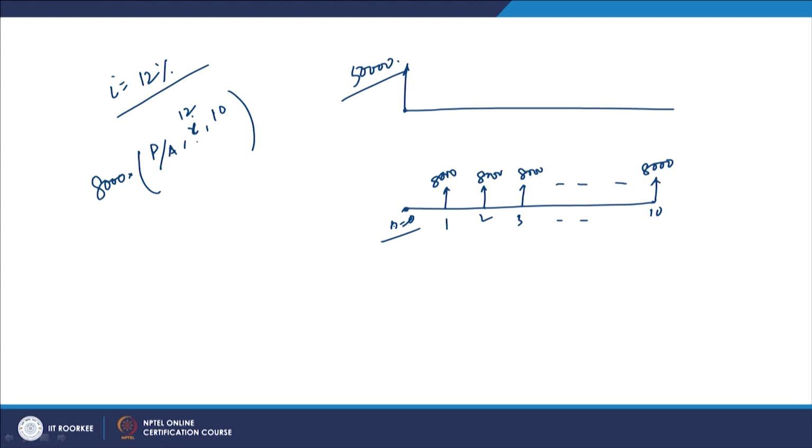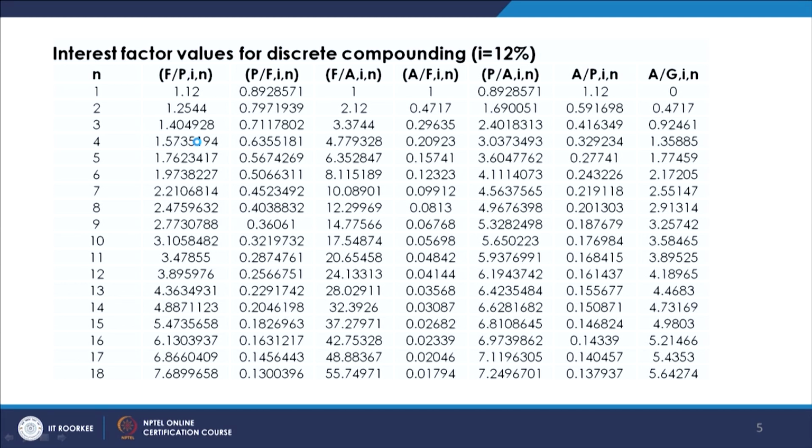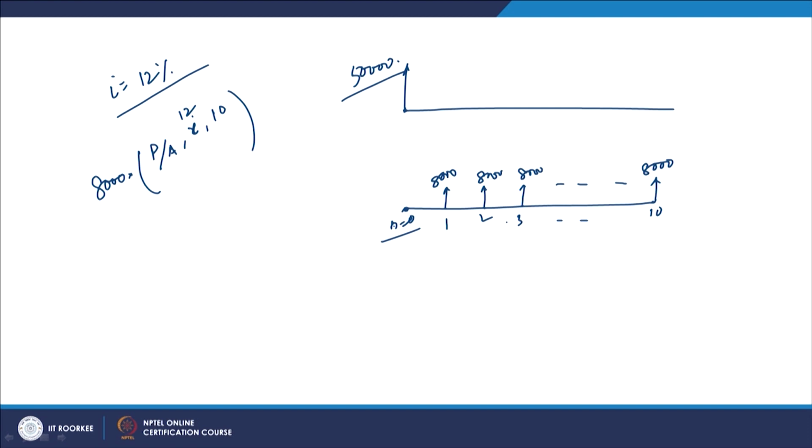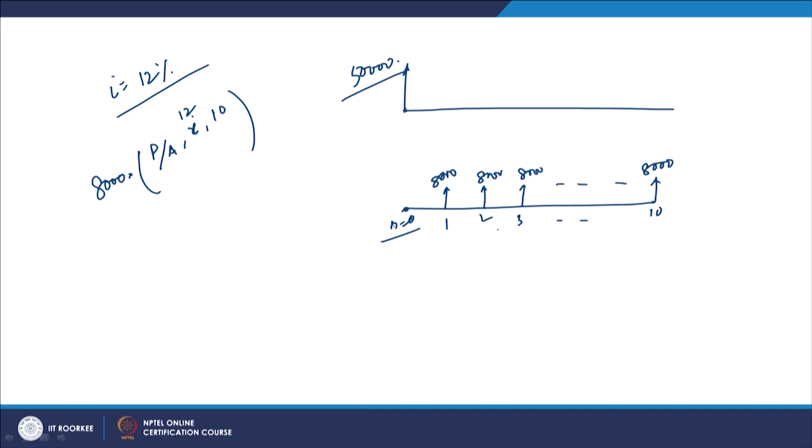Now the P by A 12, 10 factor is to be found out. This is 12% and, I think it is for 10 years, not 8 years, it is for 10 years. So P by A 12, 10, and in the table for 10 it comes here. P by A 12, 10 is 5.65. So if you multiply that, it will be 45,200 rupees.